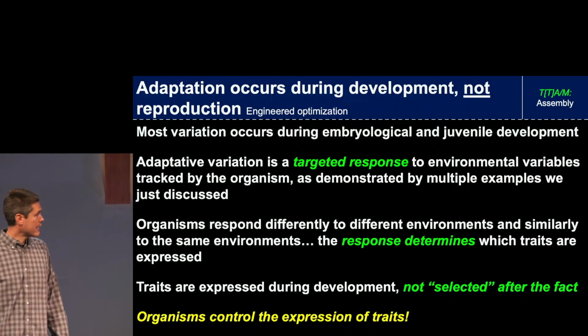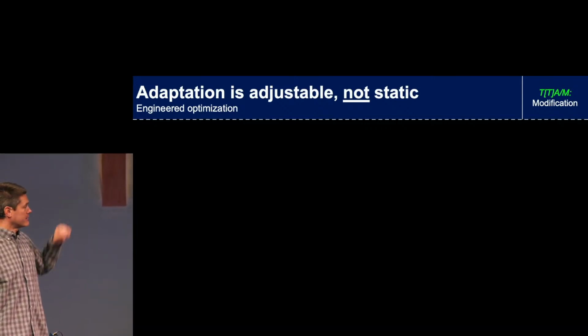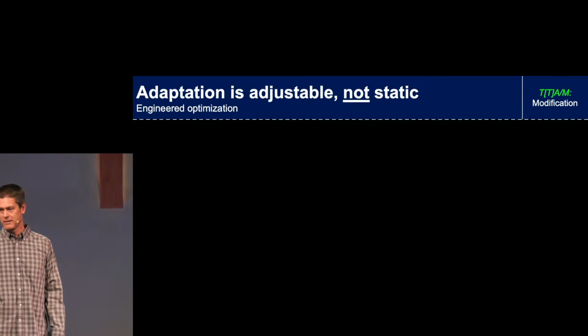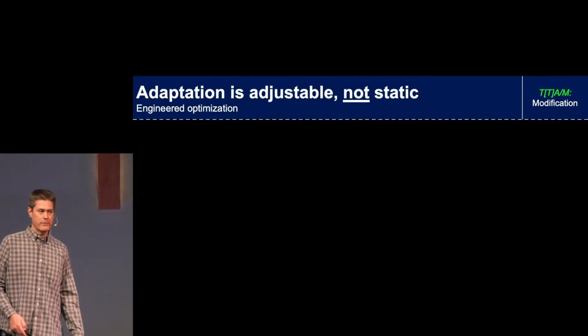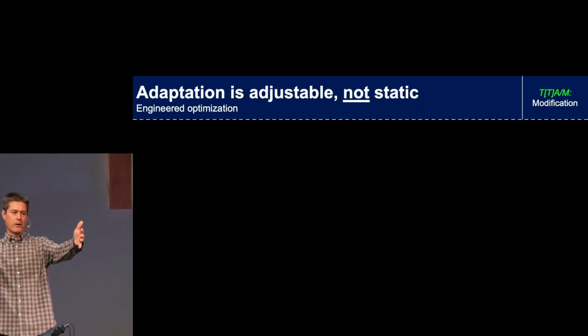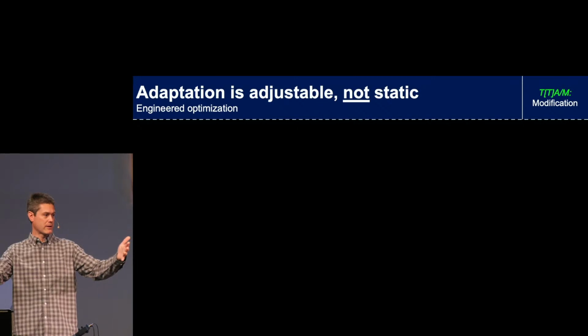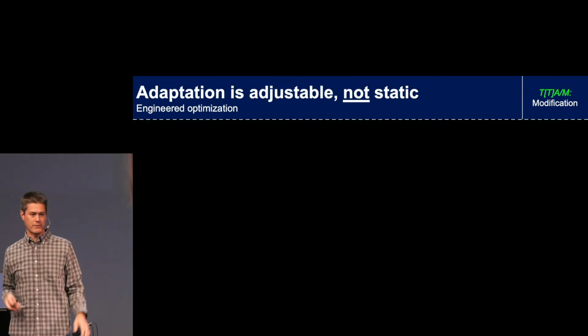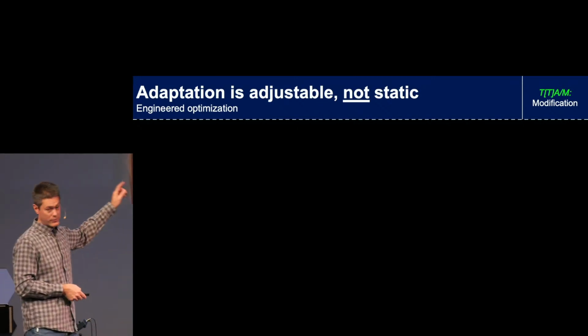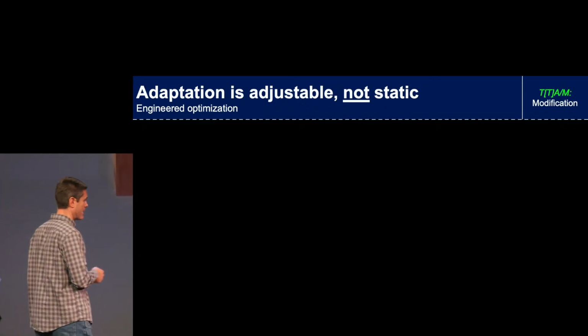Okay, and then lastly, modification. And here I said adaptation is adjustable, not static. So the idea that you've probably heard is that the creatures have this variation. They go out there, they're stuck with what they've inherited from their parents, and natural selection does its job and weeds out those that aren't fit. What I'm saying is that is not true. Those adaptations are not static.